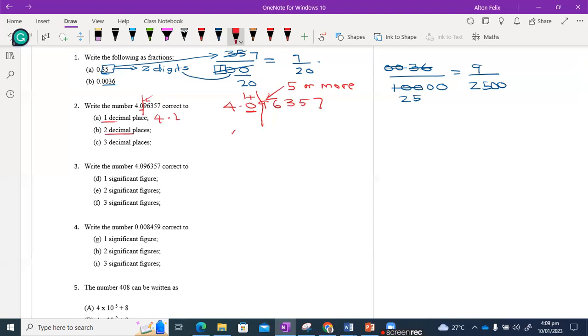Let's try it to 2 decimal places. So we write our number 4.096357. 2 decimal places mean that we are drawing our line after this second digit, 1, 2, draw our line right here. And we examine the digit after that line, which is 6. It's more than 5. So we're going to add 1. So 9 plus 1 will give us 10. So the answer will be 4.10.